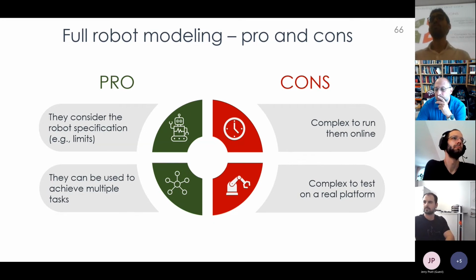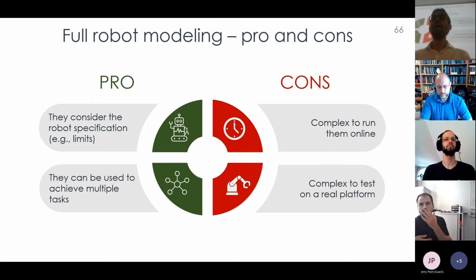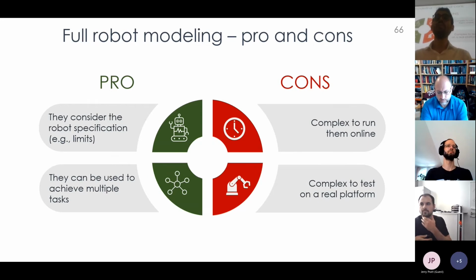First of all, it's complex to run them online because the optimization problem they try to solve is in general huge, and it requires some seconds, sometimes minutes, to find a solution. And then it's complex to test on the real platform because the number of parameters required to tune this kind of planner is pretty high.